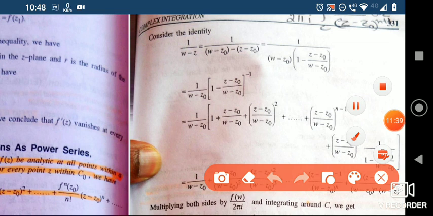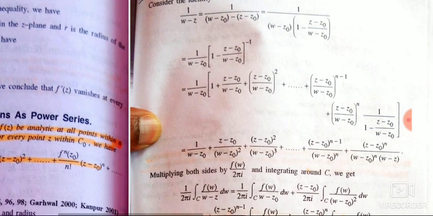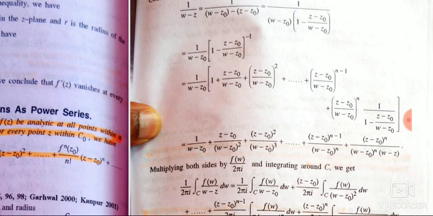What remains in the first term? That is 1. Then what will remain here? There is no W minus Z0, so we divide it by W minus Z0. If you take this whole thing to the numerator, that is nothing but 1 minus Z minus Z0 divided by W minus Z0, to the power minus 1, and this one is the same, 1 by W minus Z0. Then how did we get the next equation? Just think.